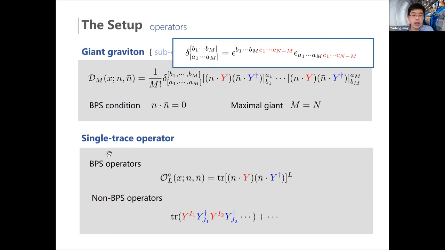And similarly, we can construct a single trace operator. If it's a BPS operator, we can construct it similar to here. We take this pair, take the lth power, and take the trace. And if it's a non-BPS operator, it's a linear combination of such bases. Okay, so these are the two types of operators that we are interested in.